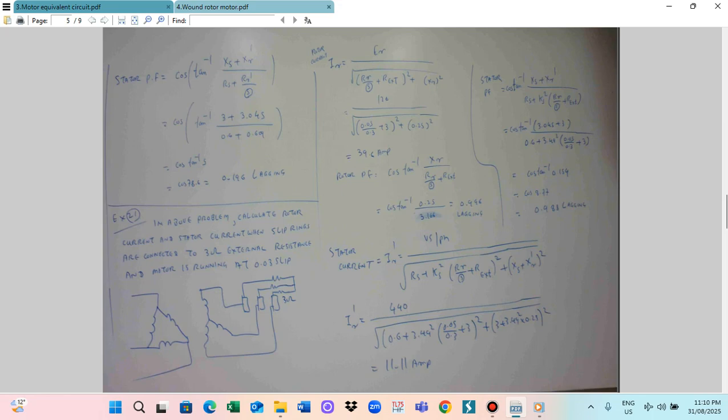So 0.6, and KS square is 3.49 square. R by S is 0.05 by 0.3. The R is 3. So then you can calculate the value. This way we get cos tangent inverse 0.154. So this is cos 8.77, or 0.988 lagging. So this is the solution for this model problem.